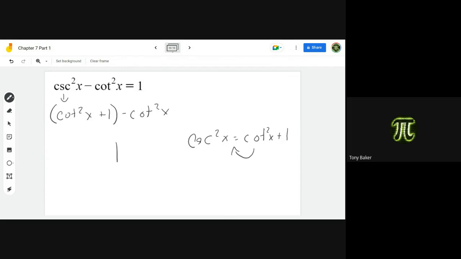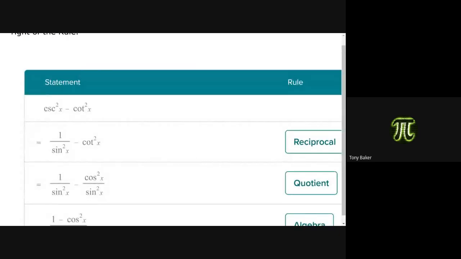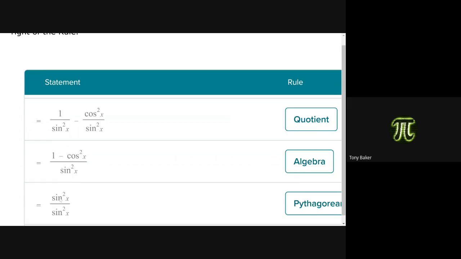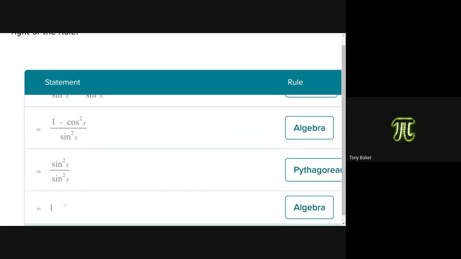Okay. What was one of the things that I said you could do if you're kind of stuck? What's the one thing to try to do first? Change everything to sines and cosines. Because with sines and cosines, a lot of things work. So I did that. I changed cosecant to 1 over sine, cotangent to cosine over sine. Oh, I didn't switch it over. Darn it. There we go. Again, I changed this to this, and then I changed it to the quotient rule. And then since they're both over sine squared x, I could put them together. And then, oh, I have the Pythagorean identity up there. Now I have sine squared x over sine squared x, which equals 1.